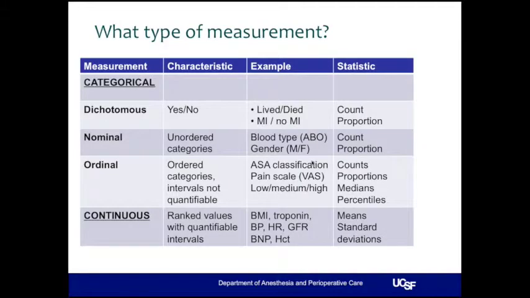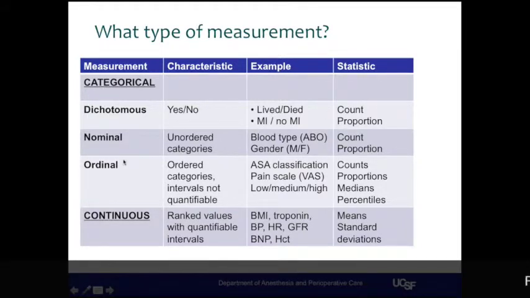So we talked about last time what kind of measurement we're making. There are measurements that are by category. They can be binary or dichotomous, yes or no. Examples being whether a patient lived or died, had an outcome like a heart attack or didn't. And we tend to express those as counts or proportions. There are named categories, which we call nominal. These are not in any specific order, but there are often more than one. They could be ABO blood group, they can be gender, and those again are expressed as counts or proportions.